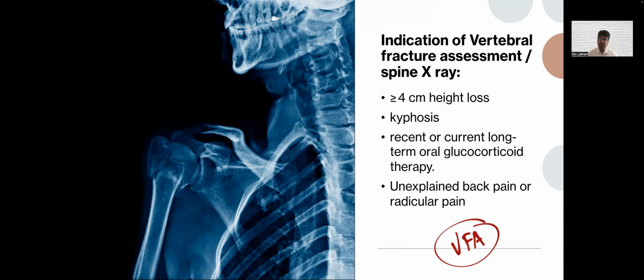So what are the cases where you need to look for a vertebral fracture? Obviously, a patient complaining of back pain or radicular pain, you need to really look at this for sure. I'm sure you would have already done it by the time we are doing this. But if a patient has more than 4 centimeter height loss, if the patient is shortening in height, has kyphosis, or is on recent or long-term glucocorticoid therapy, all these patients you need to assess for vertebral fracture. So you need to do a spine X-ray or consider a VFA, vertebral fracture assessment, if it's available in your DEXA machine.